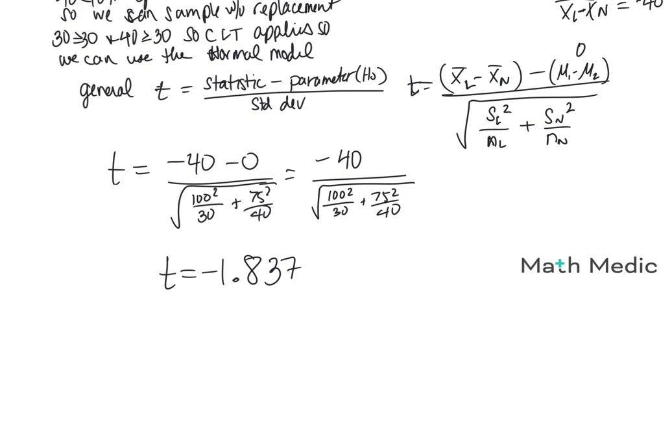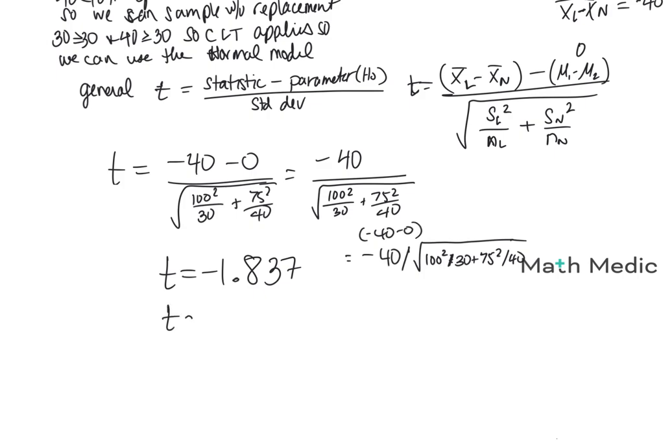Now I didn't bring a calculator home. So if you're plugging it into the calculator, you want to do negative 40 divided by the square root. If you do minus 0, it's going to do 0 divided by that square root, and you're just going to end up with negative 40. So make sure you then plug in 100 squared divided by 30 plus 75 squared divided by 40, and it should give you that value. So just leave off the minus 0. If you do, you need to put the negative 40 minus 0 in parentheses in the calculator.